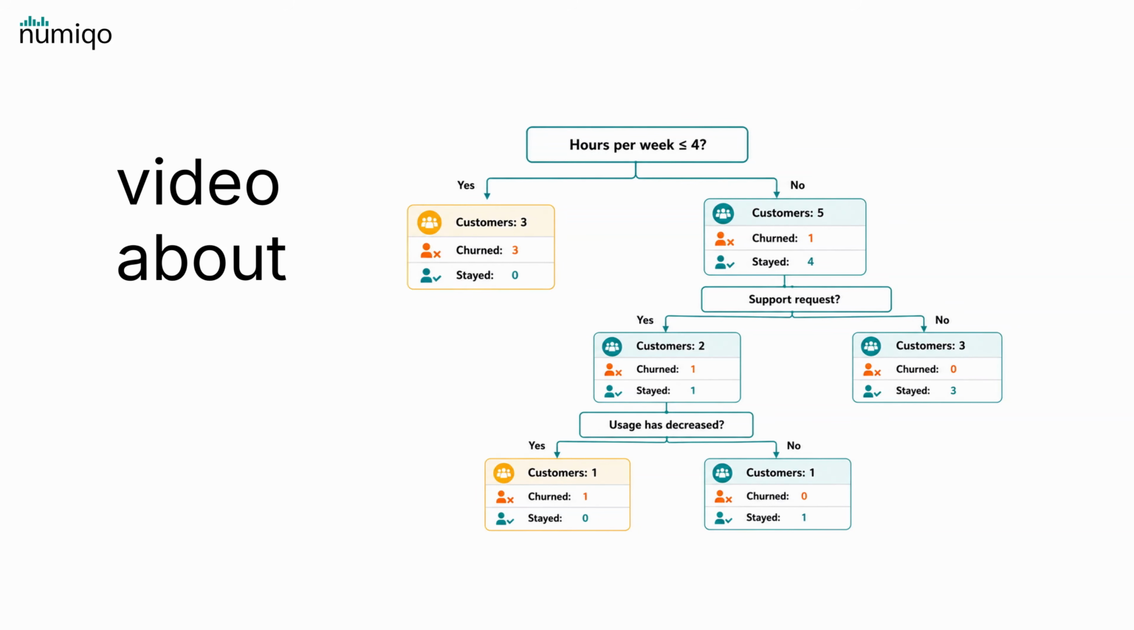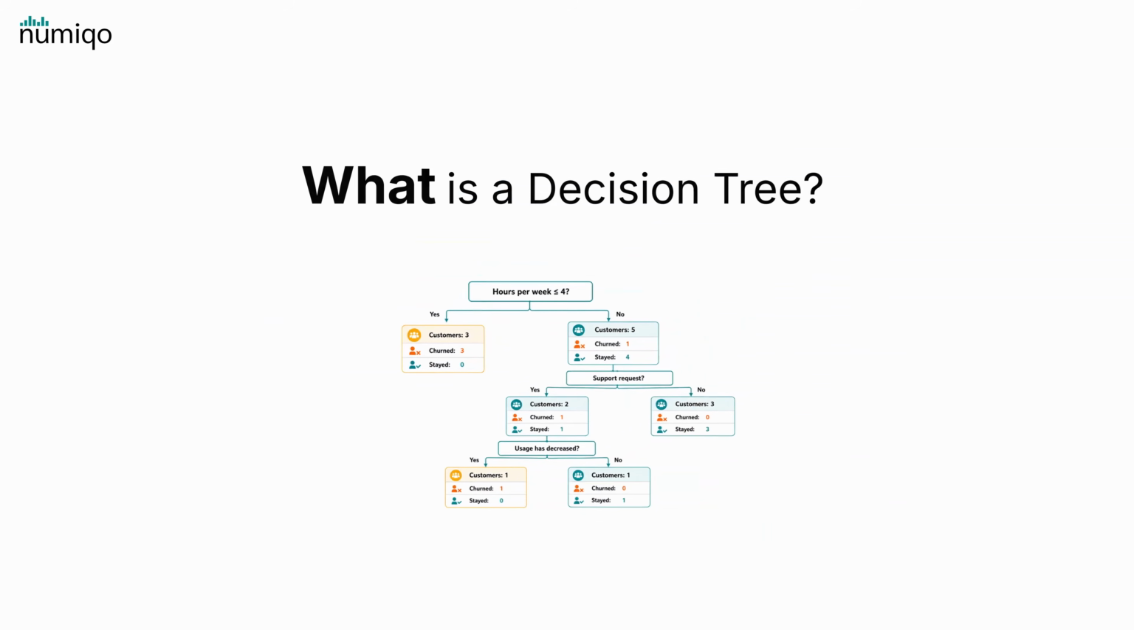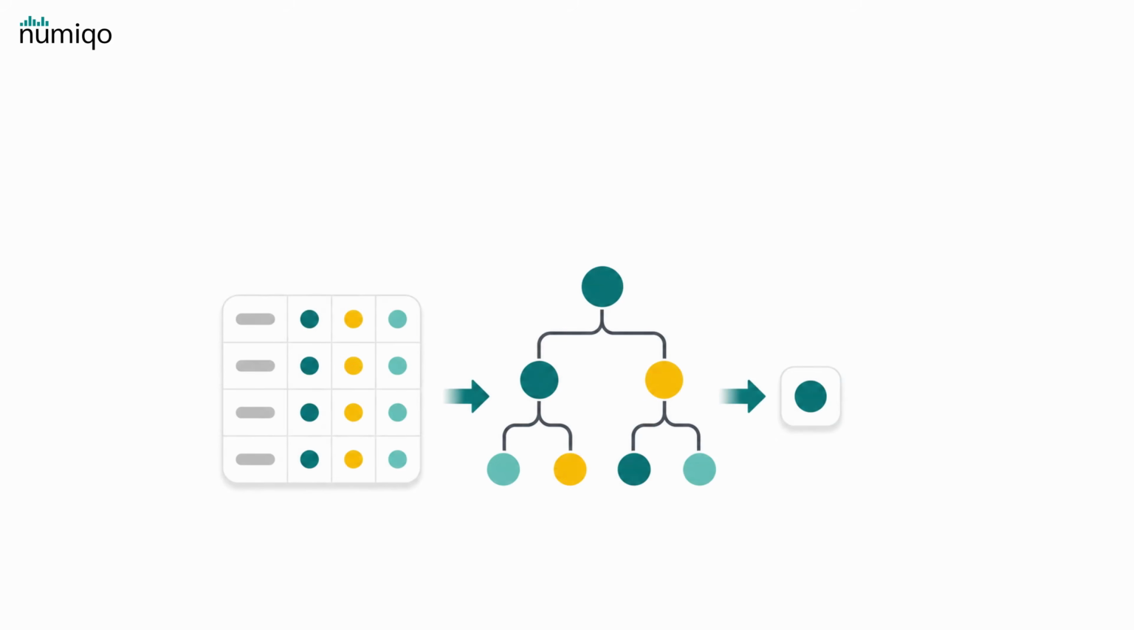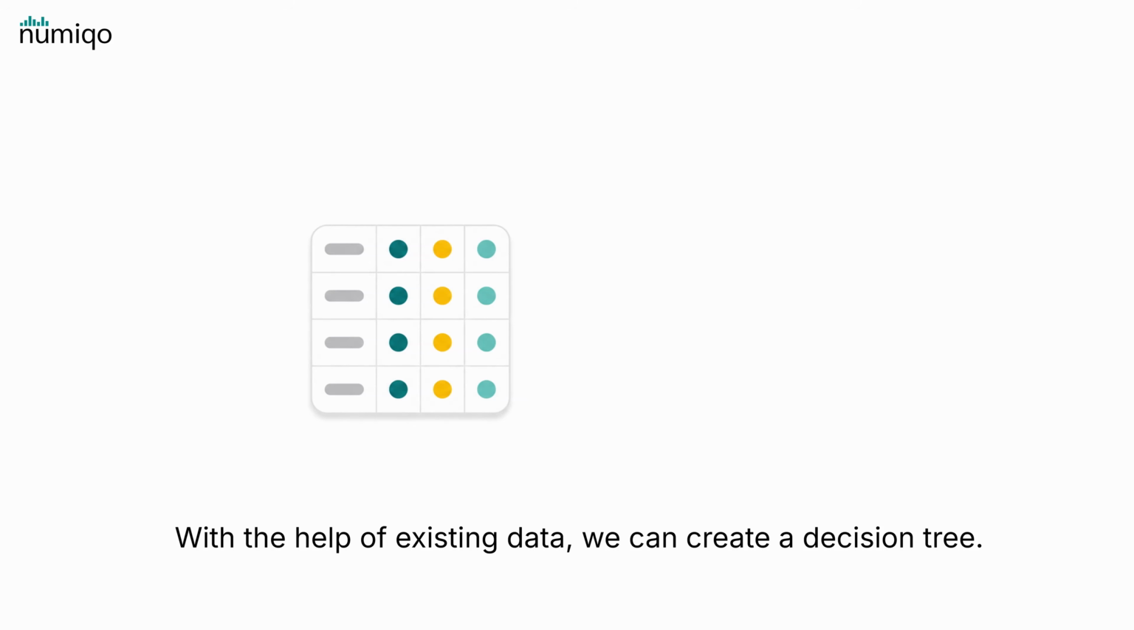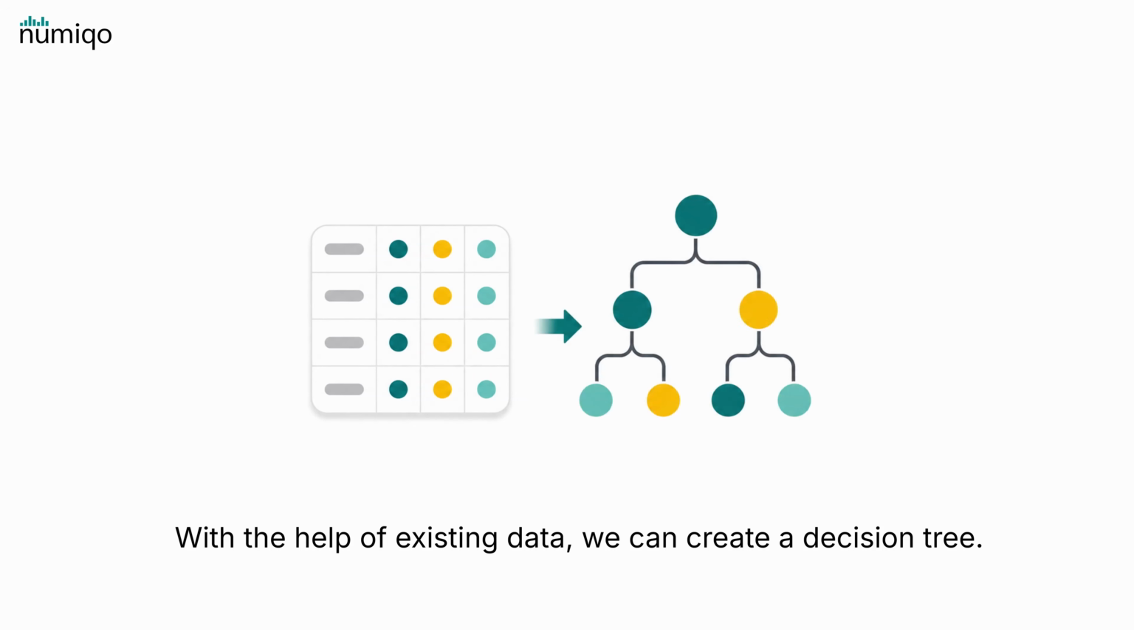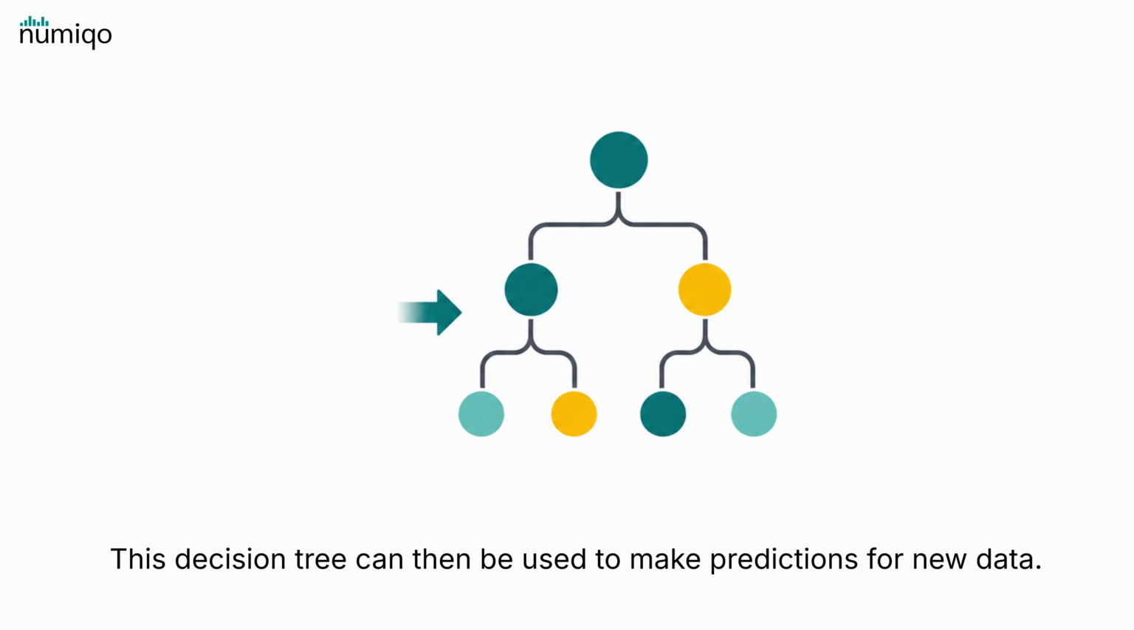This video is about the decision tree. What is a decision tree? The basic idea is simple. A decision tree helps us use existing data to make a prediction for new data. Simply put, with the help of existing data, we can create a decision tree. This decision tree can then be used to make predictions for new data.